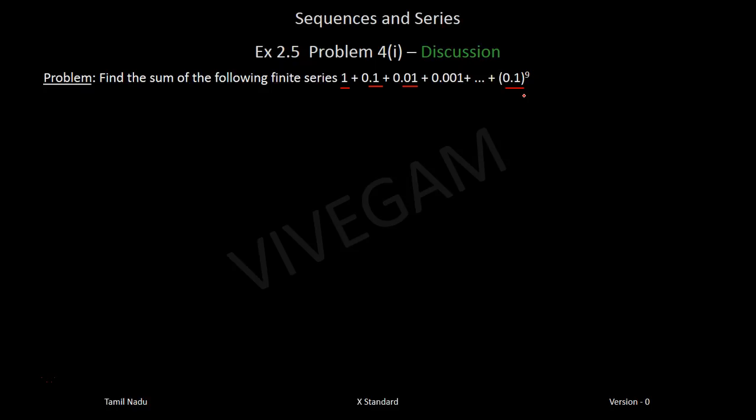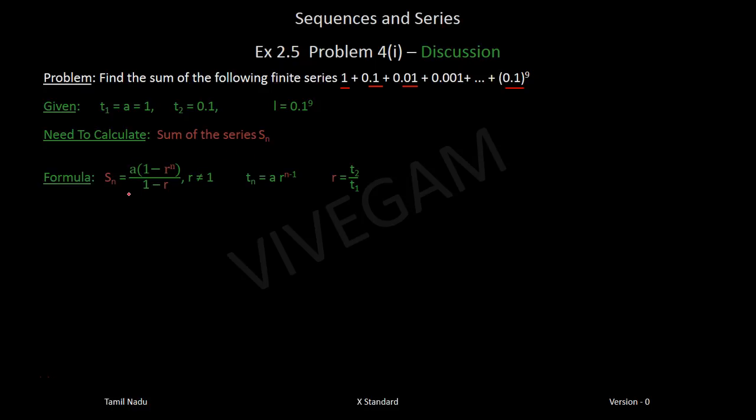So let's write it out. T1 equal to 1, T2 equal to 0.1. Actually T3 also is better, but I missed out. You may want to write it. And the last term L equal to 0.1 to the power of 9. We need to calculate the sum of the series Sn. What's the formula? Sn equal to A into 1 minus r to the power of n divided by 1 minus r.